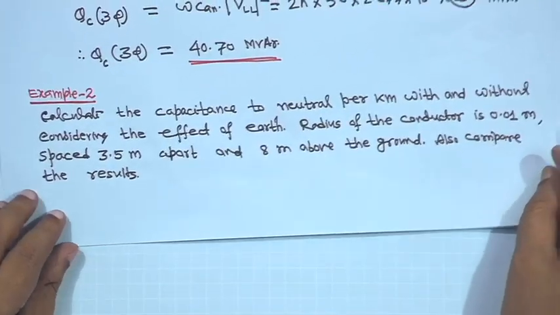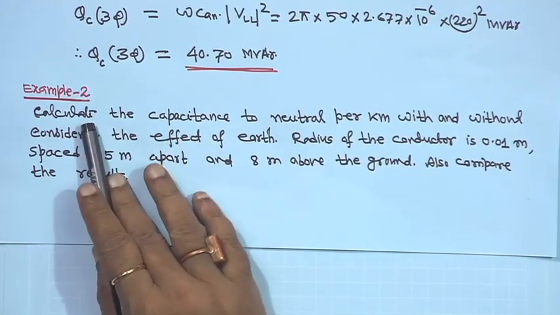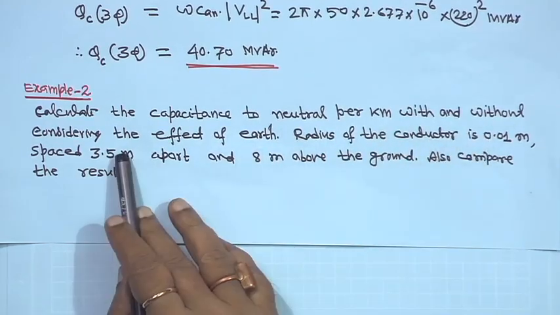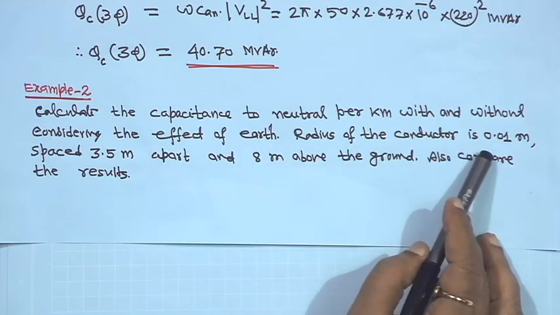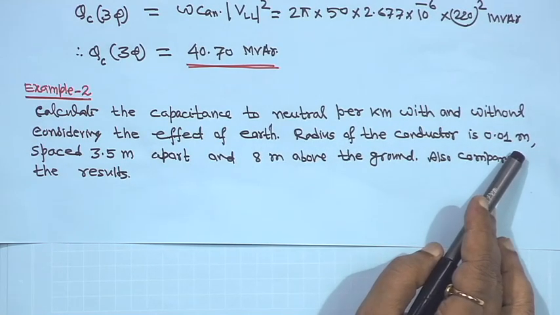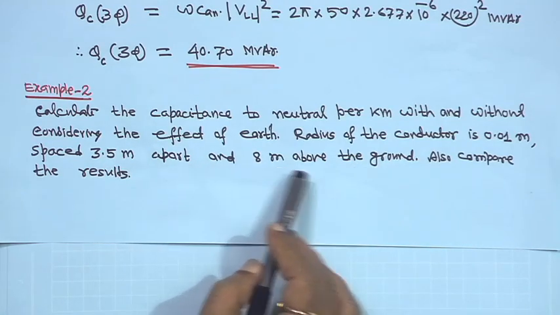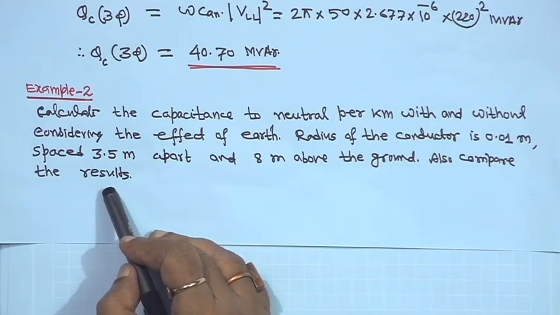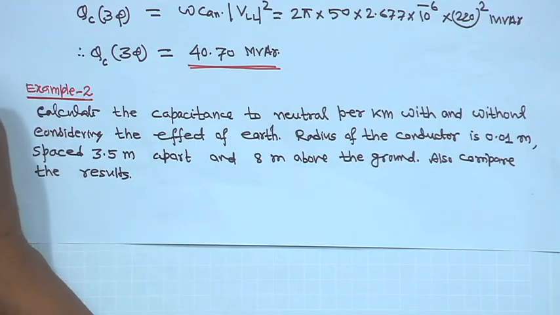So, next one we will take a few examples. Example 2: calculate the capacitance to neutral per kilometer with and without considering the effect of earth. The radius of the conductor is 0.01 meter, spaced 3.5 meter apart and 8 meter above the ground. Also compare the results, with and without the effect of the earth.